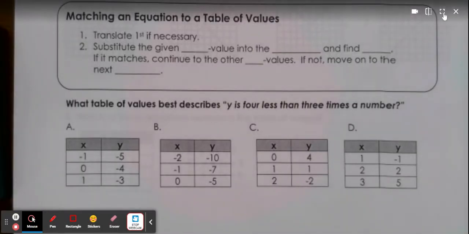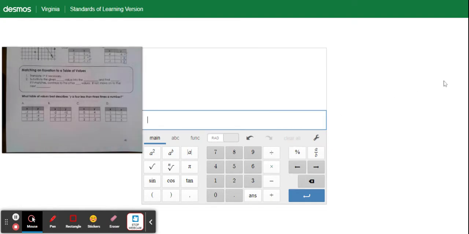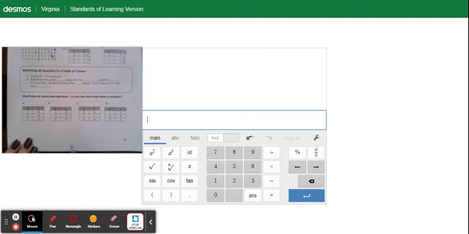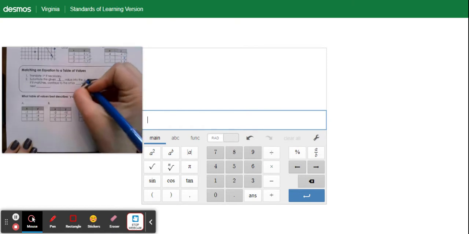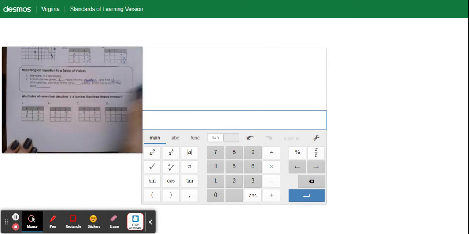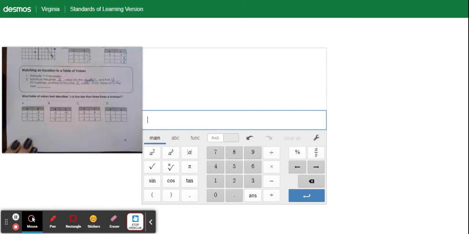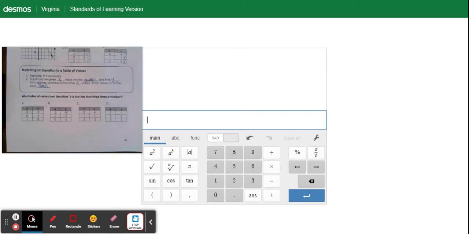Alrighty, for this final matching piece, we're going to go back to using Desmos because there might be a step. You might have to translate the equation first if it's necessary. Then we're going to substitute the given x values into the equation and find y. If it matches, continue to the other x values. If not, move on to the next table. Okay, so let's take a peek. This looks like I'm going to have to translate.